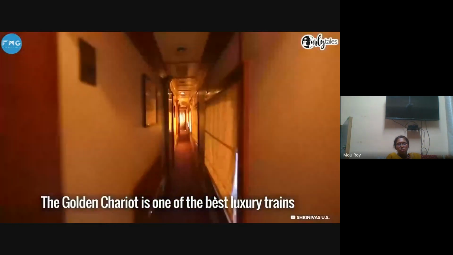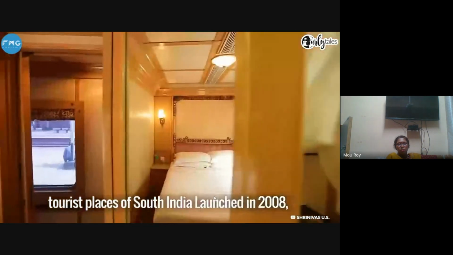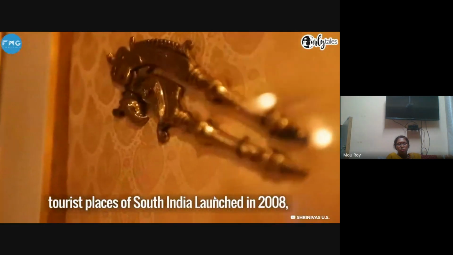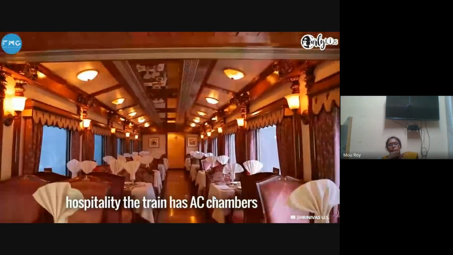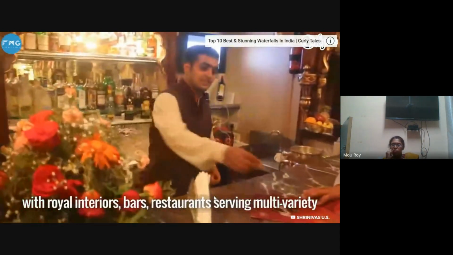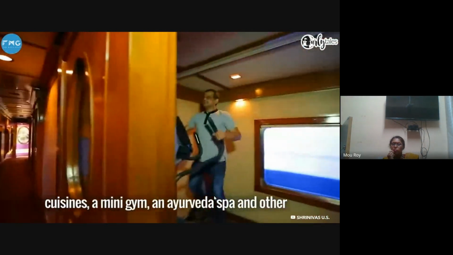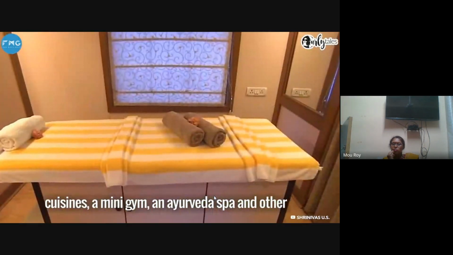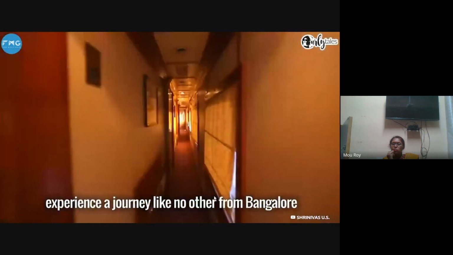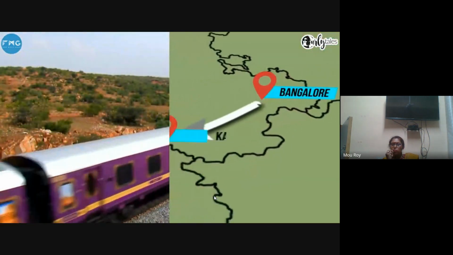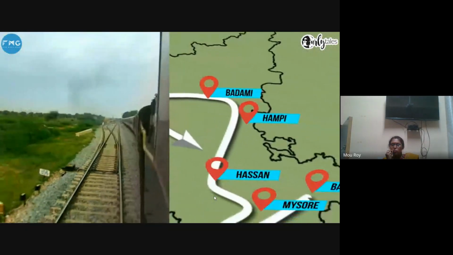The Golden Chariot is one of the best luxury trains in India that takes you to some of the most famous tourist places of South India. Launched in 2008, the Golden Chariot is well known for its impeccable hospitality. The train has AC chambers with royal interiors, bars, restaurants serving multi-variety cuisine, a mini gym, an Ayurveda spa and other 5-star facilities. Embark on this 8-day journey to experience a journey like no other from Bangalore through Kabini to Mysore, Hassan, Hampi, Badami, Goa and back.